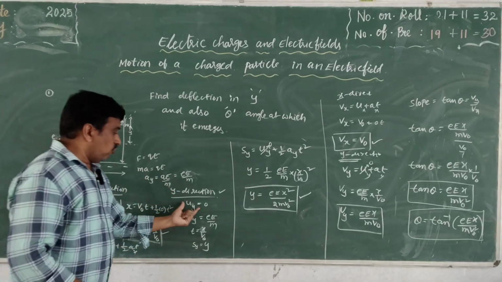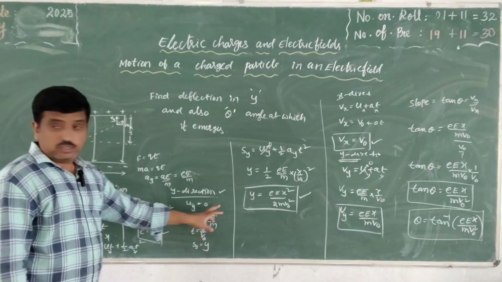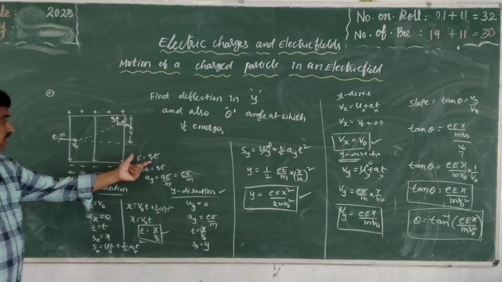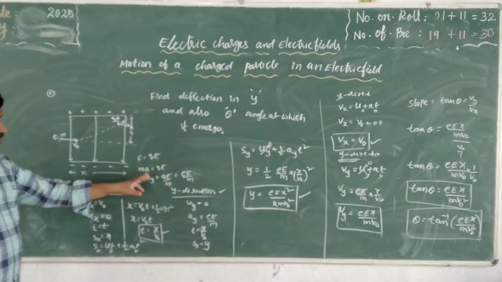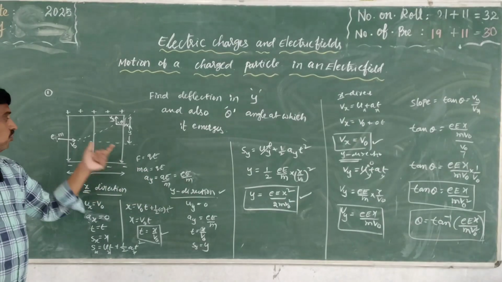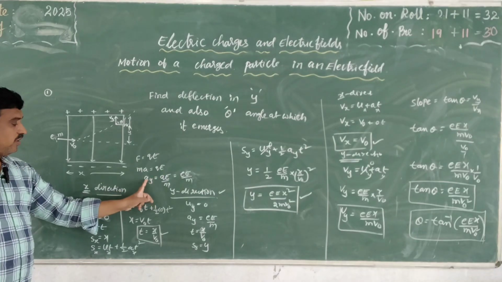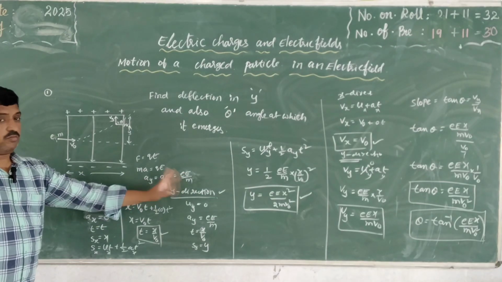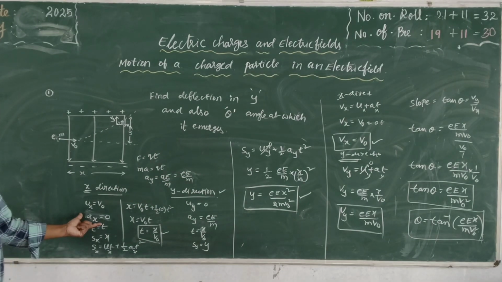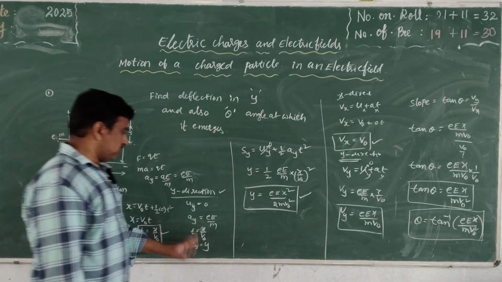In the y direction, uy is 0, ay is eE by m. Why? What is the force acting on the charged particle? qE equals ma. So along the y axis only there is acceleration, that's why eE by m. Along the x axis, 0, no acceleration. So that's why we can write it.